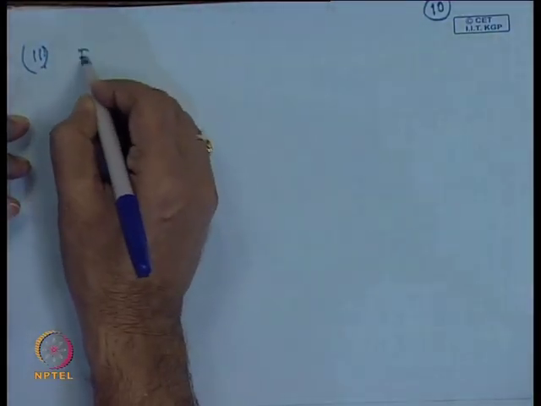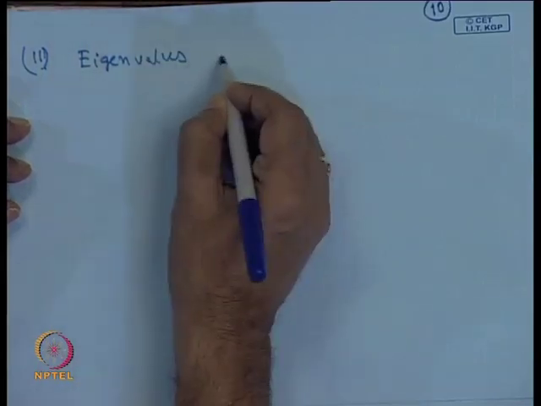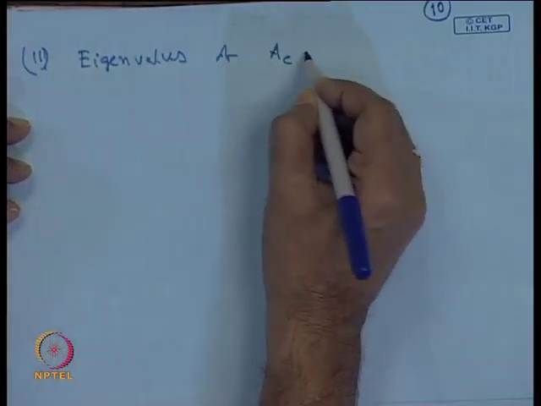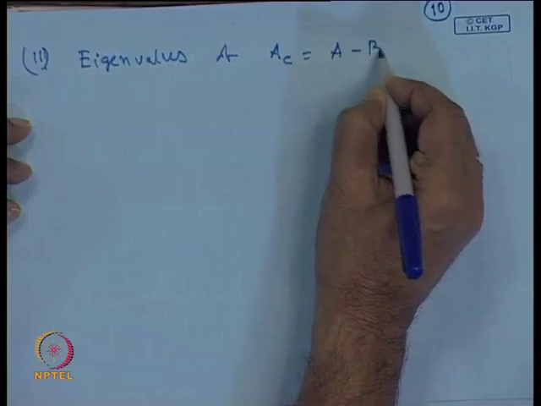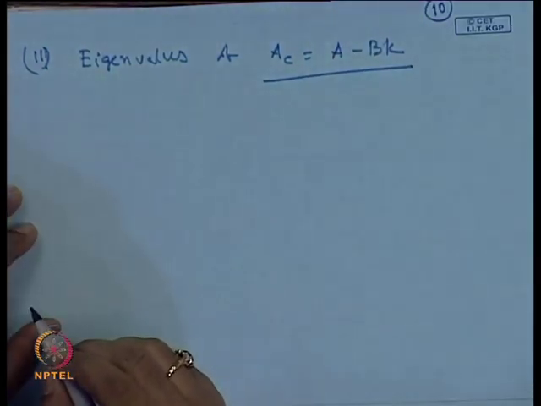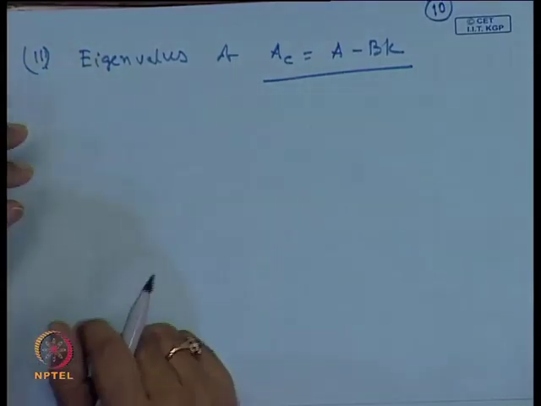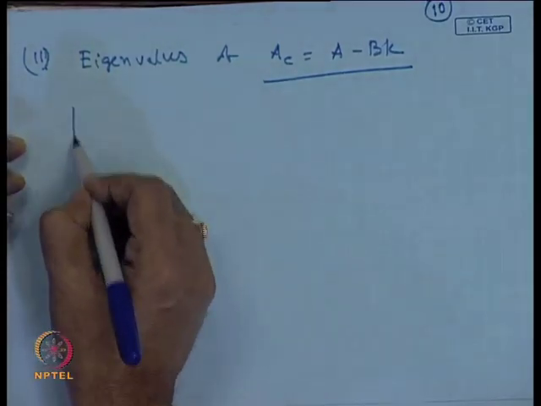So, you find out the eigenvalues of A c matrix. A c means the A minus B K matrix. If all the eigenvalues of this one have negative real parts, the system is stable. We know how to find out the eigenvalues.